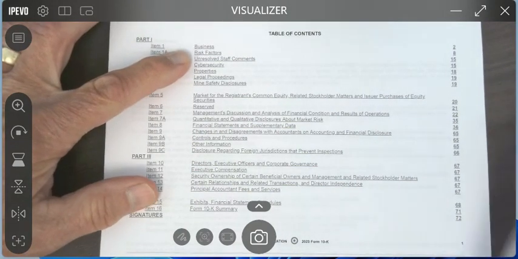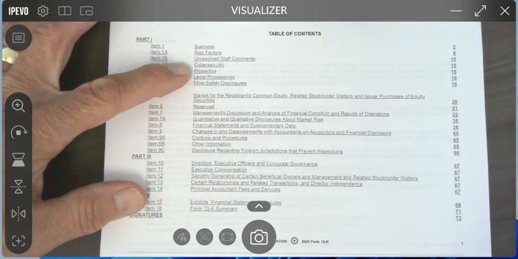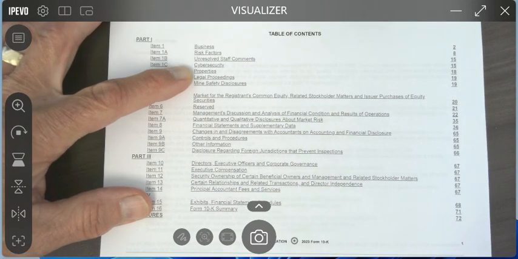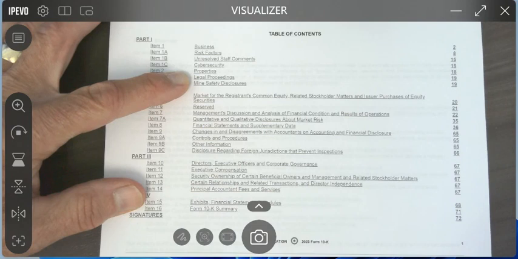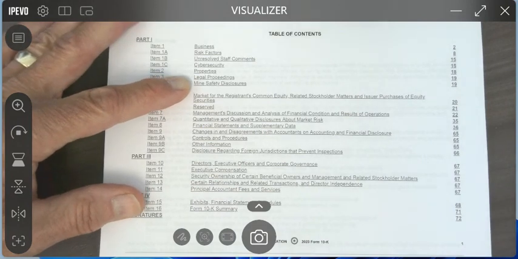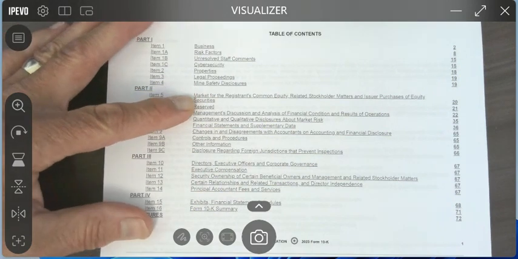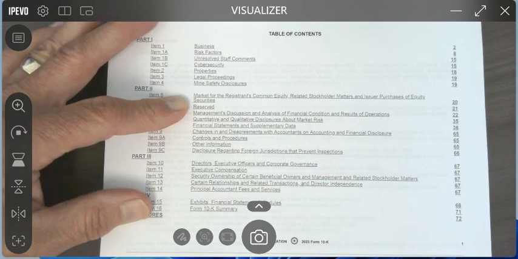In here, you'll see there's the table of contents, and it says something about their business. What's Target's business? What are their risk factors? Are there any unresolved staff comments? How's their cybersecurity? What properties do they hold, have rights to? What legal proceedings exist against them? Any mine safety disclosures? That's not going to be a big one for Target, obviously.